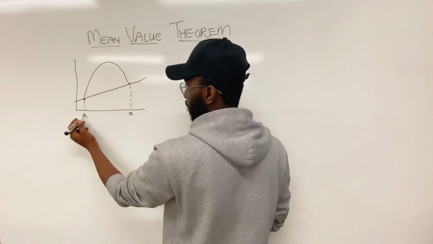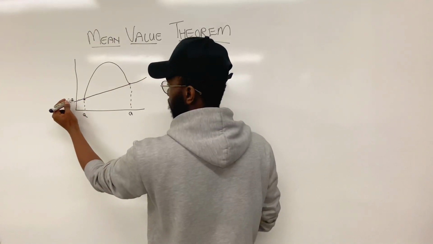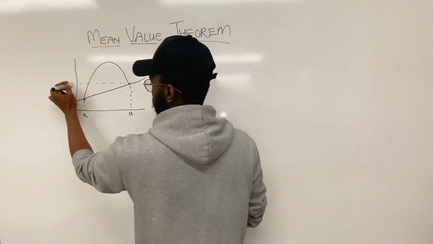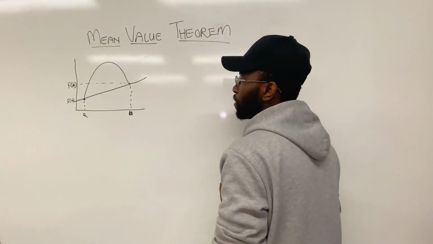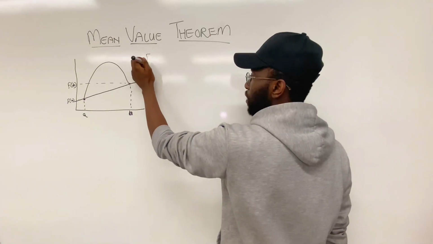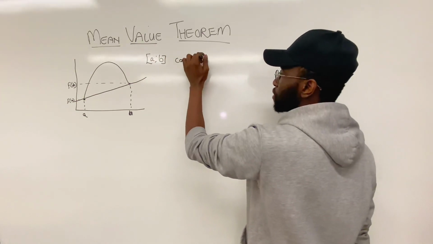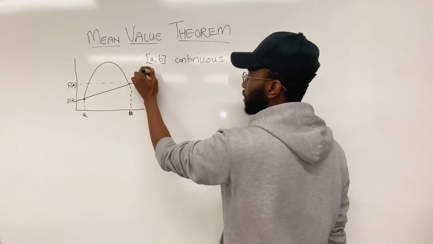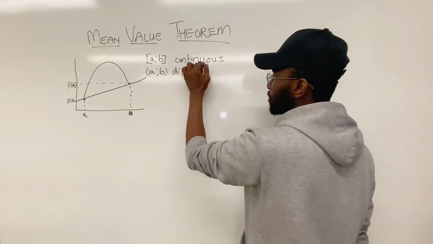Remember that if the x value is A, then you'll have f at A on the y-axis, and you'll have f at B, this is B, on the y-axis. Now, it says that if these two conditions hold, between A and B inclusive, your function is continuous, and also between A and B, your function is differentiable.